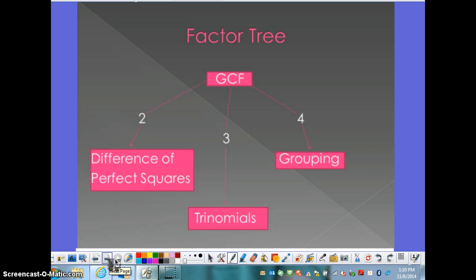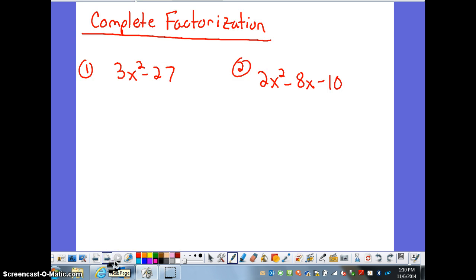All right, again, here's that factor tree again. We're now going to look at some complete factorization problems. So GCF, you're going to go from here, and then you're going to enter the GCF, you're going to look to see, are there 2, 3, or 4 terms? Now remember, not every problem can be factored completely. Not every problem can be done multiple times. All right, but these 2 can. So I'm going to show you these 2 examples.